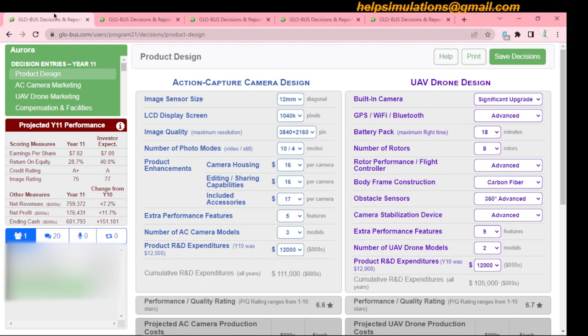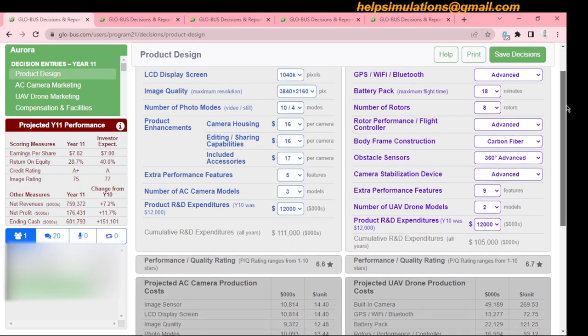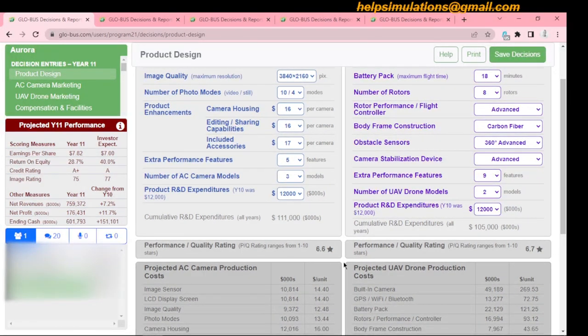So from my evaluation, I realized that the companies are outdoing us. Had a PQ rating of about 7. So I don't want to compete with them directly, pushing my PQ rating to about 7, but I want to choose a PQ rating of about 6.7 because I think I'm adopting the differentiation strategy.